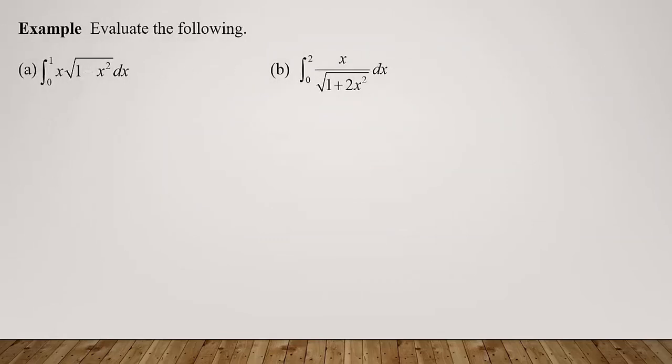So let's look at our first example. We're going to evaluate the following. So there are two definite integrals. Write them down. And as I said, I'll do it both routes so you can see we get the same answer and you can see how to do each route. So write these down because I'm heading off to the chalkboard to do them.